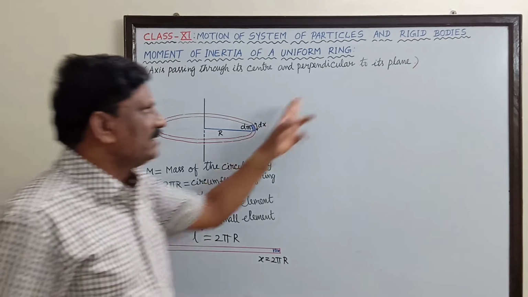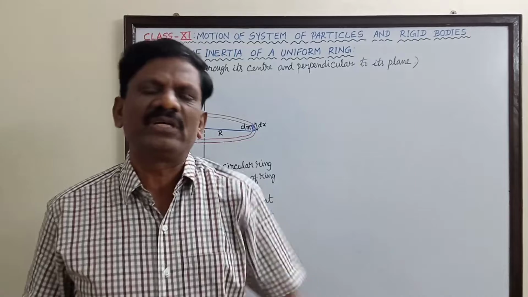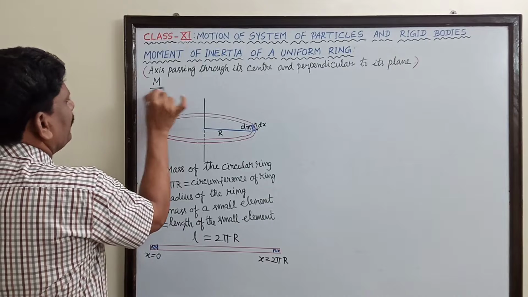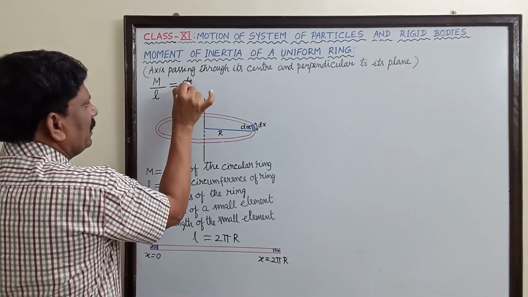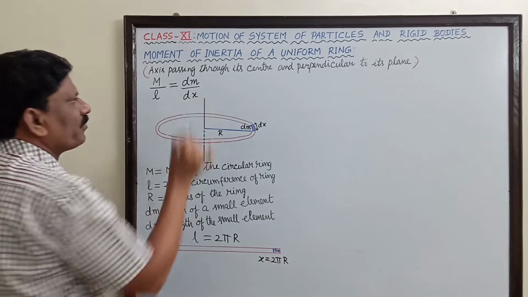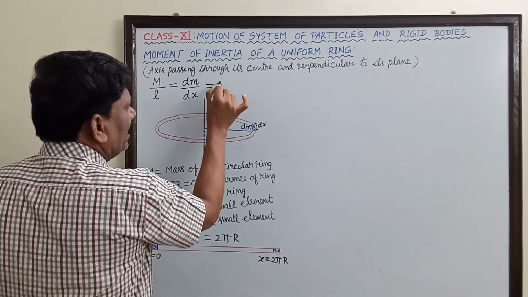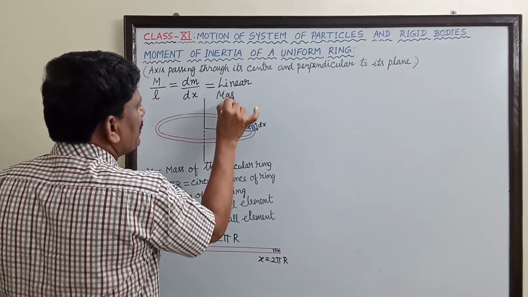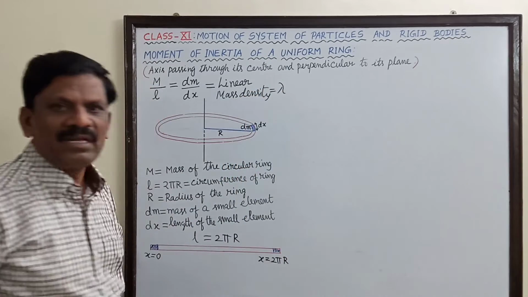So dm is the mass of a small element, and the length of the small element is dx. Now, since it is a uniform ring, the mass divided by length at any portion of the ring will be constant. That is, the total mass divided by the total length must be equal to the small mass dm divided by its length dx. Mass divided by length is called linear mass density, and it is denoted by the symbol lambda.